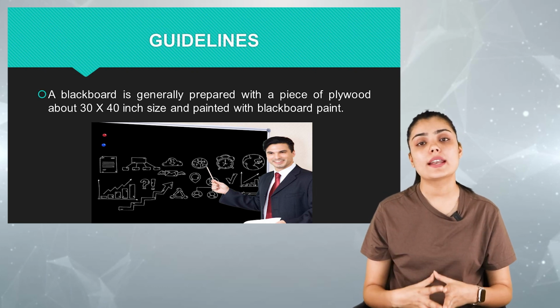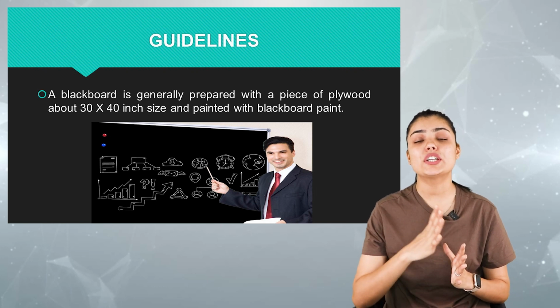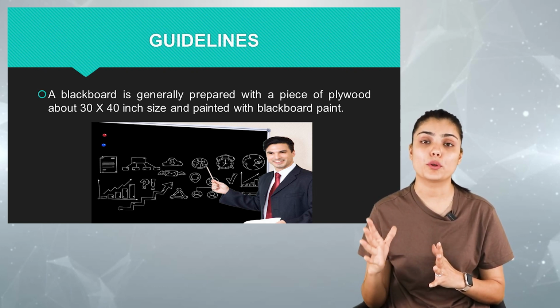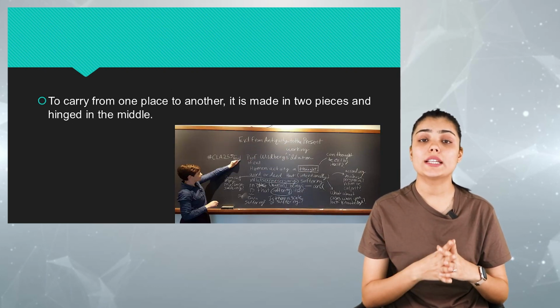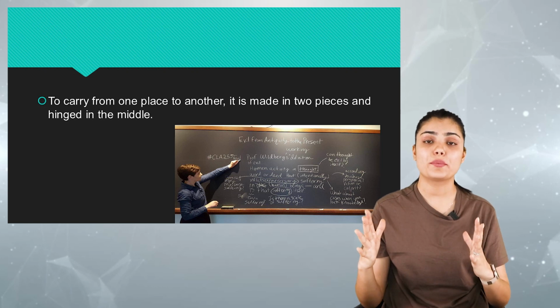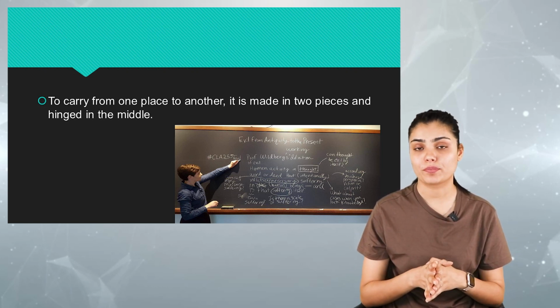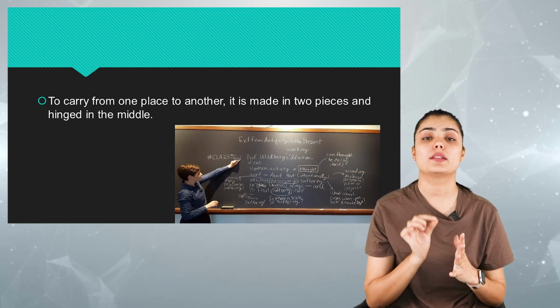But in this era, blackboards are made with a piece of plywood which is around 30 to 40 inches in size, and then it is painted with blackboard paint. Today, the blackboard is made in two different pieces so that it can be moved from one place to another. Once it is taken to the place where it is to be fixed, it is hinged in the middle.